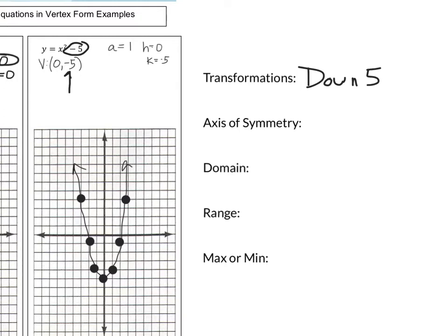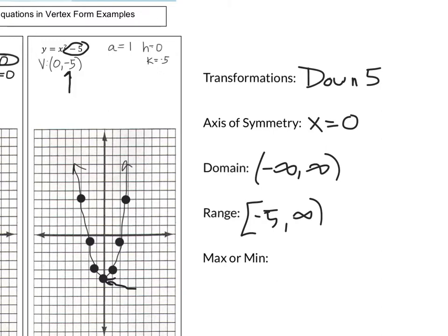What's the axis of symmetry? Well, my H is 0, so it's X equals the number 0. Remember that line, that blue line we could put in there. And then the domain. How far left, how far right does it go? Well, it's negative infinity to positive infinity, left to right. And then the range. How low does it go? Well, it goes to this spot right here, which is negative 5 in this case. And it goes to positive infinity.